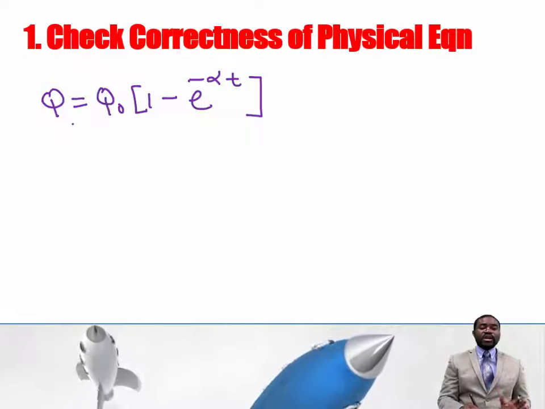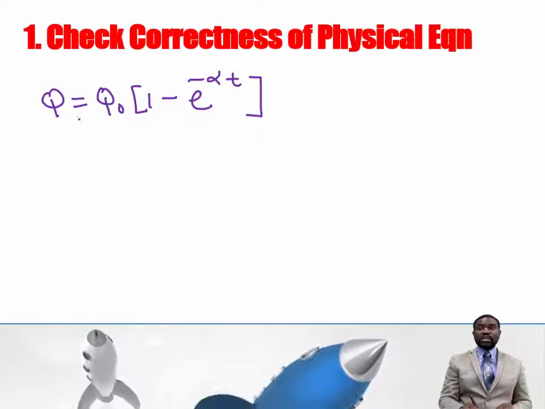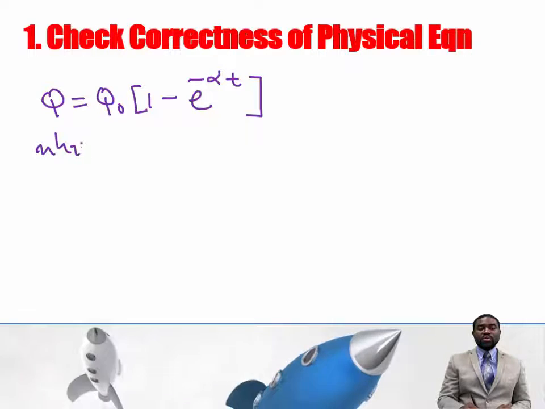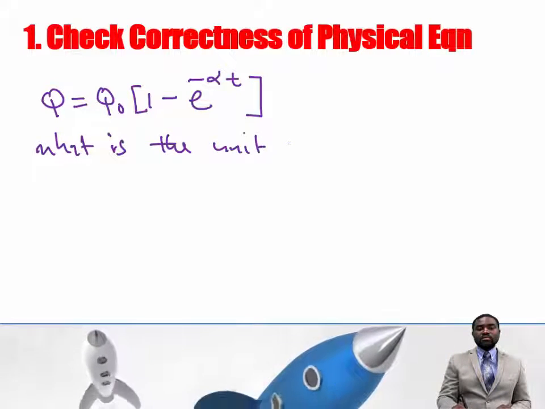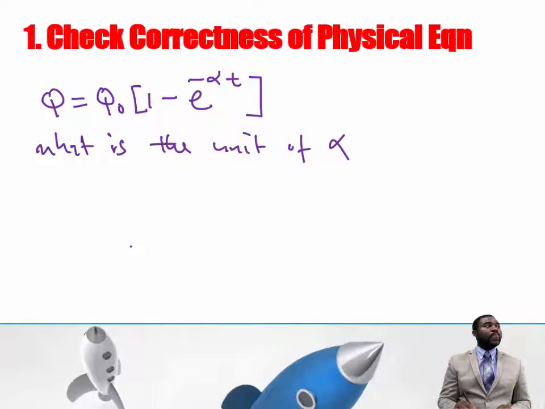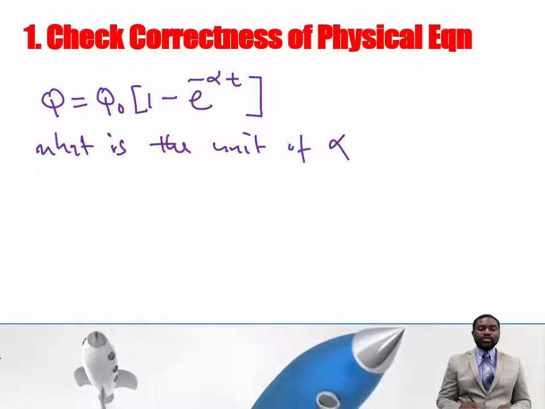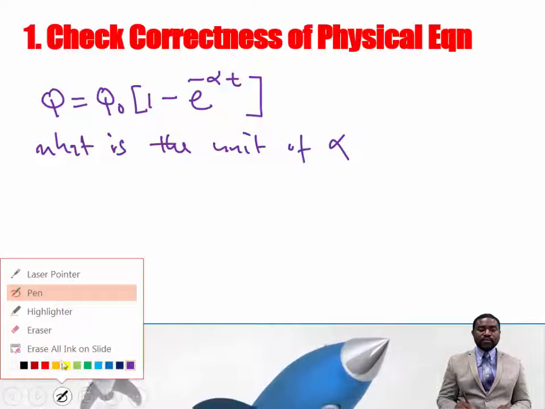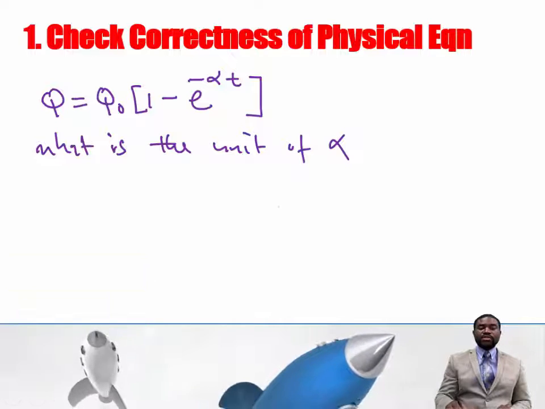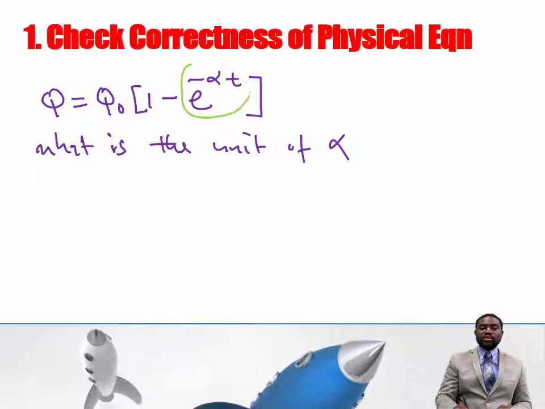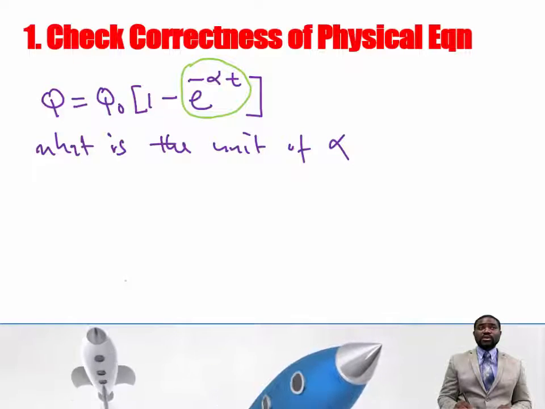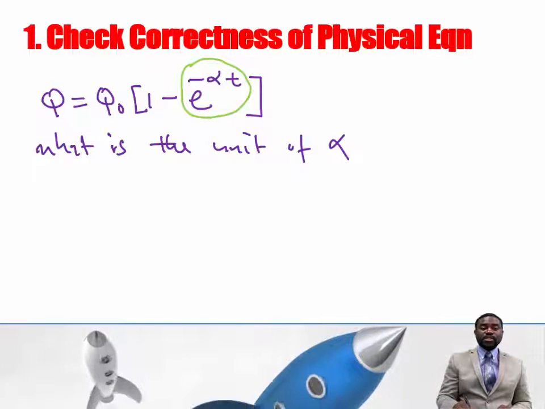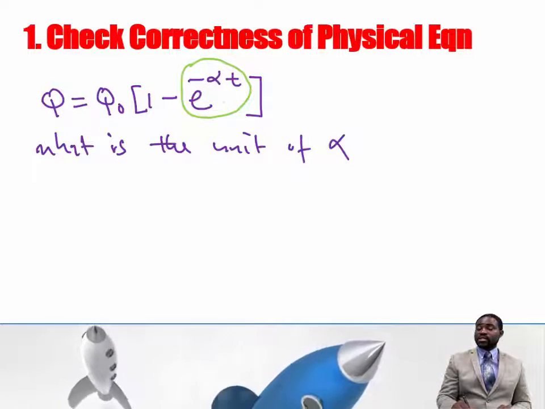We really don't care about what Q and Q naught stands for. The question is, what is the unit of alpha? The trick to this question is that this exponential term is dimensionless. Do you get it? This exponential term is dimensionless.